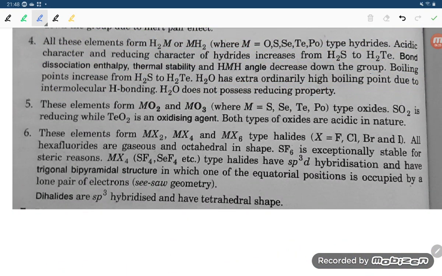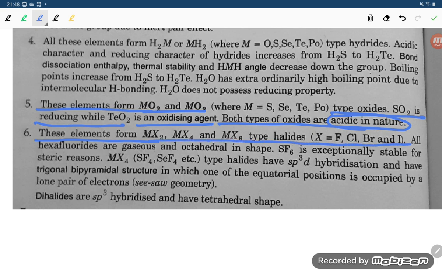Next point, when you talk about these elements, they form MO2 and MO3 type of oxides like SO2 and SO3. SO2 is an oxidizing agent. Both types of oxides are acidic in nature because these are non-metal oxides. These elements form MX2, MX4 and MX6 type of halides. All hexafluorides are gaseous and octahedral in shape. SF6 is exceptionally stable because of steric reasons.